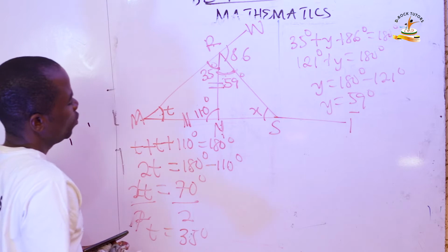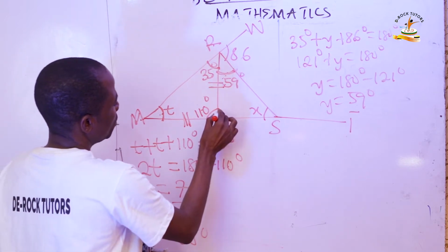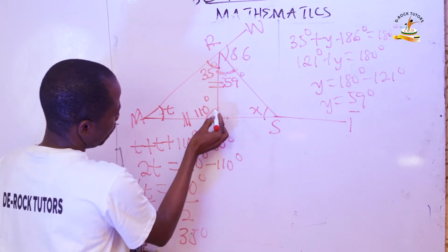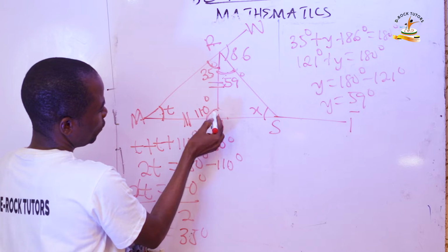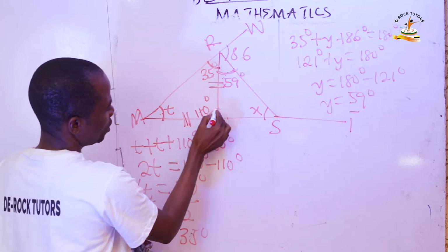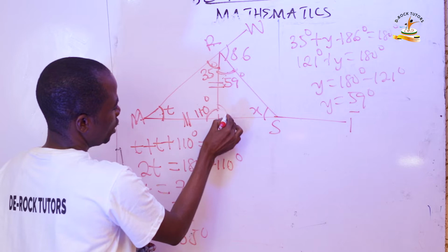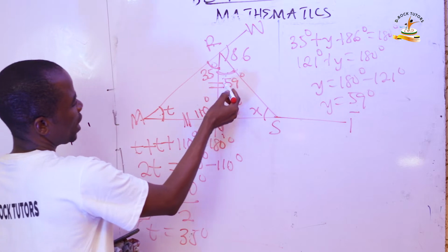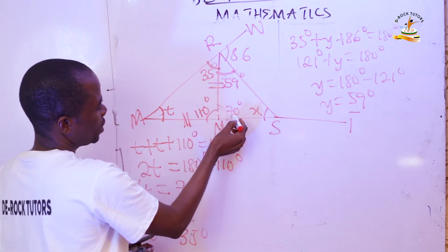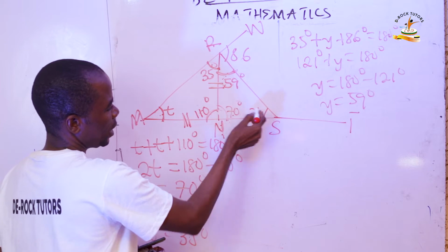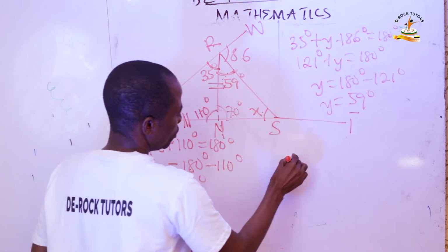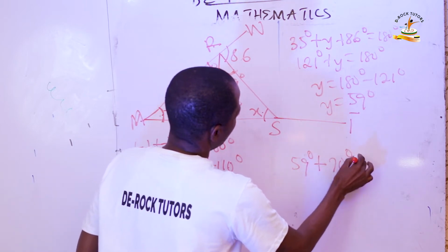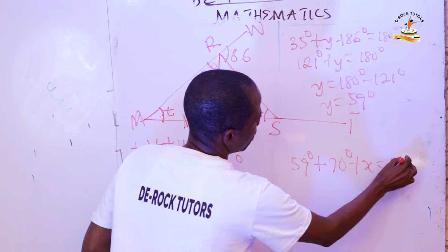And finally, we can now calculate what this angle is. We know that the whole angle here is 180 degrees, and from here to here is 110. So if you subtract 110 from 180, which is the sum of angles on a straight line, that will give us the angle here, which is 70 degrees. So if you add the angle here 59, plus the angle here 70, and the angle here x, everything will be equal to 180 degrees. So we now have 59 degrees plus 70 degrees plus x all equal to 180 degrees.